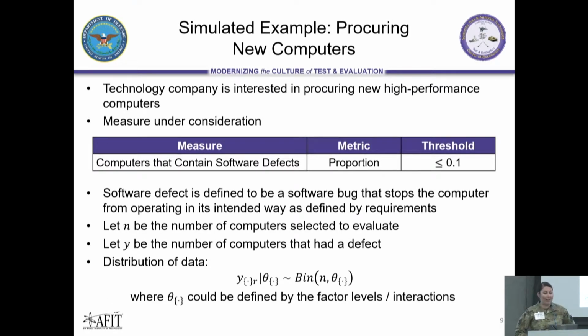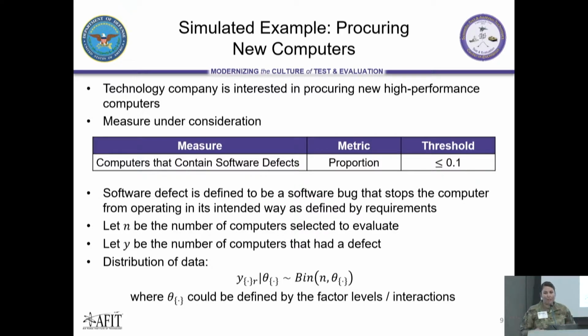So, I'm going to give a simulated example for you to think about as I talk about what types of priors might be useful. And so we're going to think about procuring a new computer. So say you're some technology company that is interested in procuring this high-performance computer, and you want to know about the number of defects that you're going to have in these computers, and you want it to be below some proportion of 0.1. So we have this distribution of data. We're going to say whether there's a defect or not. So we'll allow the data to be a binomial distribution with some proportion theta, and theta with the brackets on it is going to suggest that we might have factor levels that influence theta.